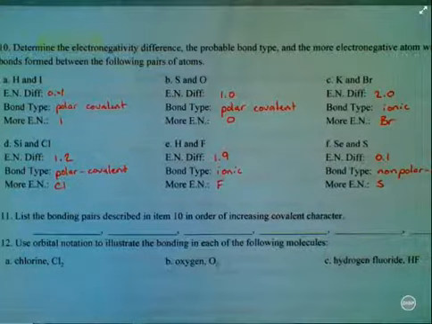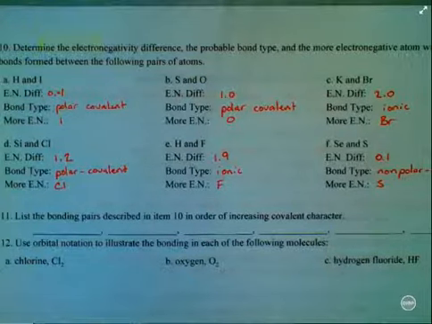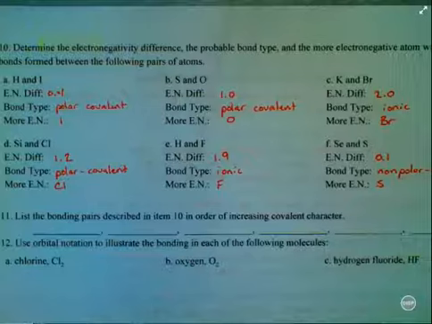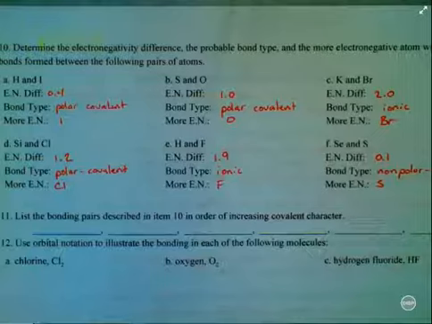When we're asked around which element, around which atom the electrons are more likely to spend more time, well, it's the more electronegative element. And so if you can identify the more electronegative element, you can answer questions like that. Around which nucleus will these bonding pairs spend more time? Whichever is the more electronegative.